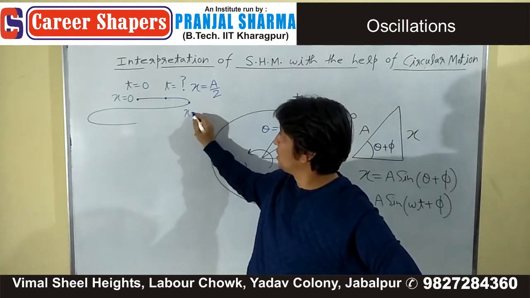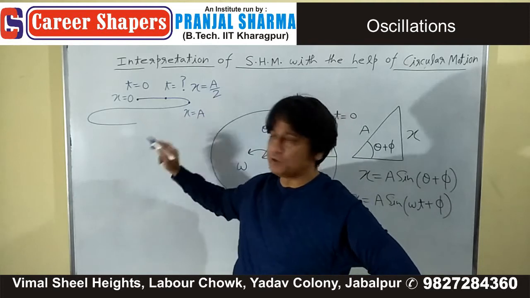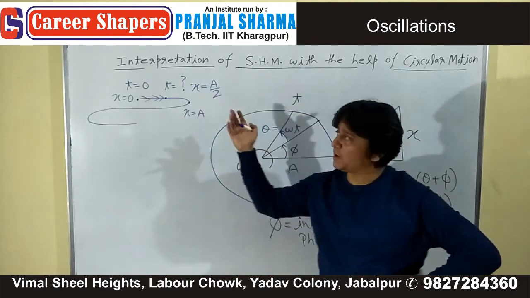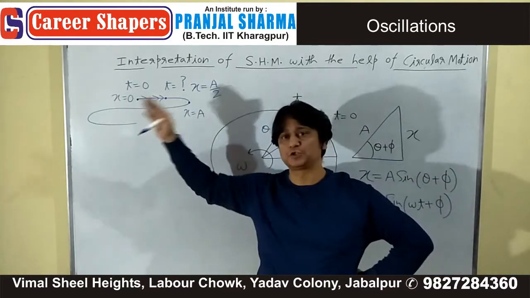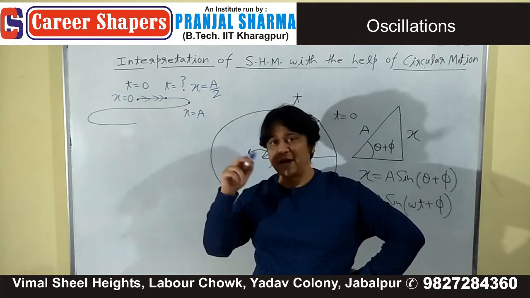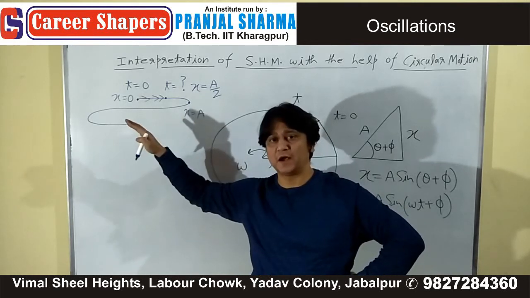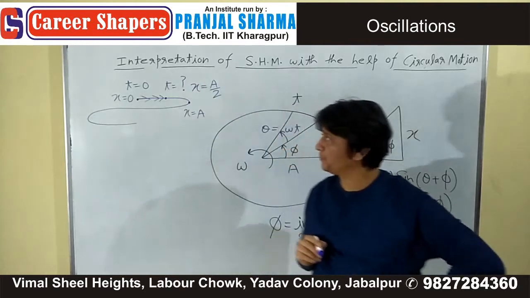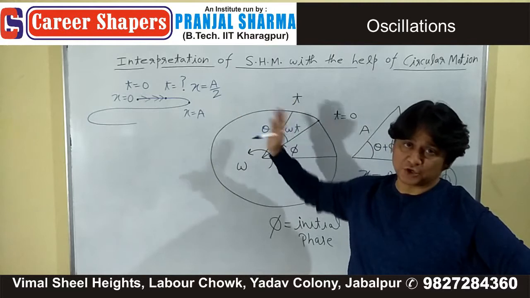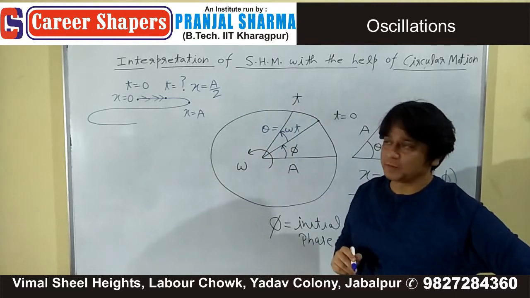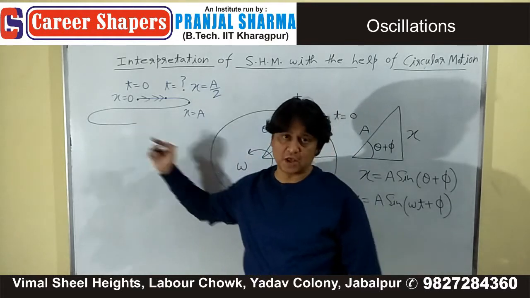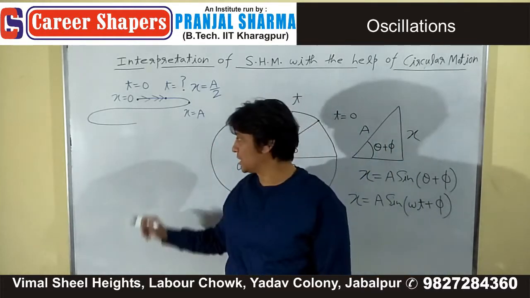This is the position where x is A. I'm interested in this portion. And how did we handle this part? We wrote x equals to A sine omega t, and then x was A by 2. We solved for omega t and we found the time. That was the way we handled this question previously. Now, if we try to answer this question with the help of circular motion, then look at the advantage.